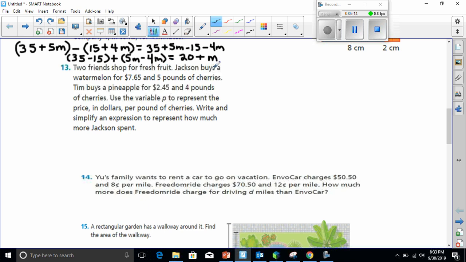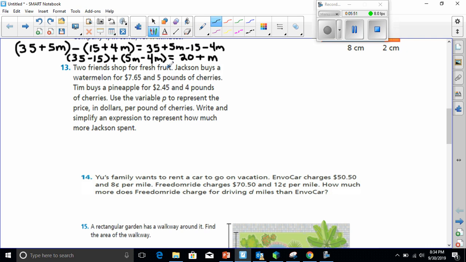Jackson buys a watermelon for $7.65 and 5 pounds of cherries. Tim buys a pineapple for $2.45 and 4 pounds of cherries. Use the variable p to represent the price in dollars per pound of cherries. Write and simplify an expression to represent how much more Jackson spent.